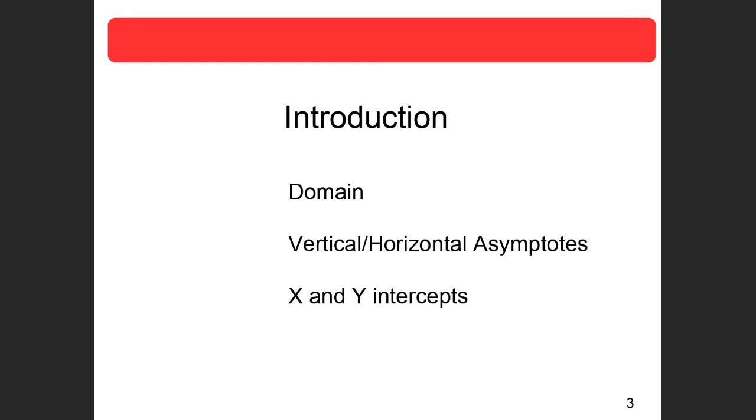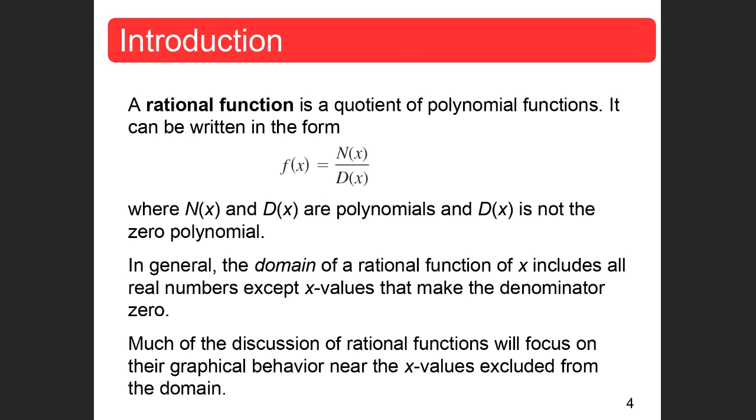So the first thing we're going to talk about is the domain, or first of all, what is a rational function. A rational function is a quotient of polynomial functions. It can be written in the form f of x equals n of x over d of x. So if I gave you something like f of x is equal to, let's say, 3 over 2x plus 4, this is a rational function, and the graph of it would be a rational function also, because it's numerator over denominator, polynomial function on top, polynomial function on bottom.